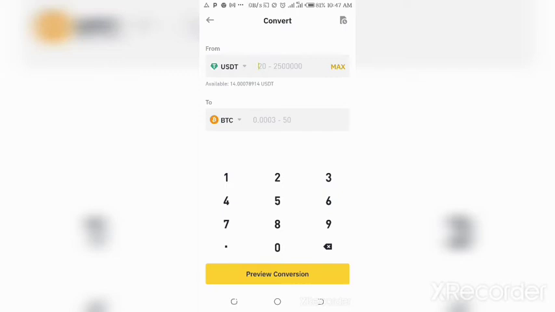Having finished, you just continue, and here they say preview conversion. Anyway, we can't continue because I have a small amount of money in USDT, but that is how it works; this is one of the trades here. What would be next is previewing the conversion, where you see the charges and so on, and then you confirm the conversion.